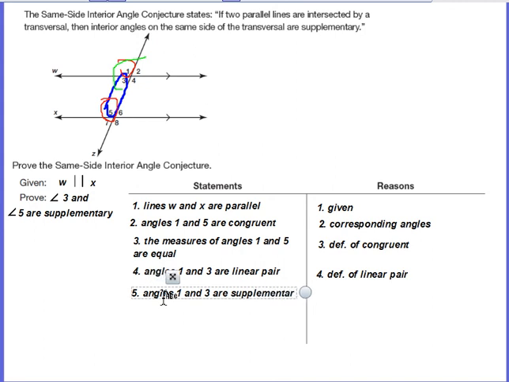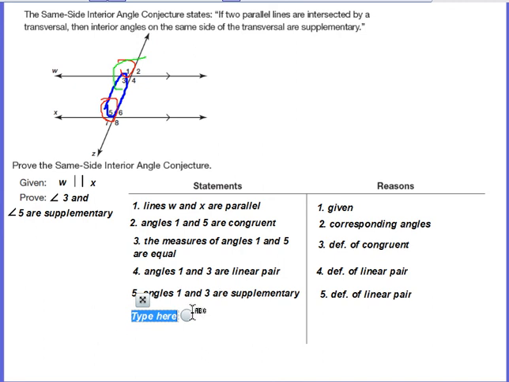See if it fits. It does. Okay. And then again, same definition. And then here, all right, we're pretty much almost done. Now again, this is all just logical sequence. Since I know angles 1 and 3 are supplementary because they were linear pair, then by the definition of supplementary, here I would put the measure of angle 1.